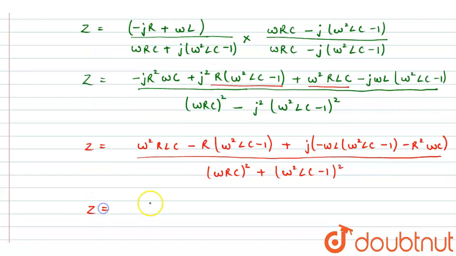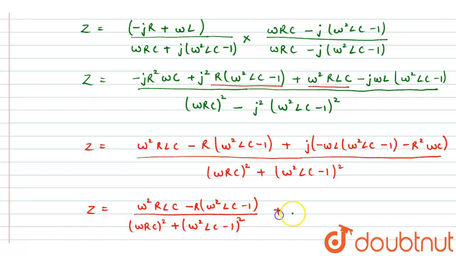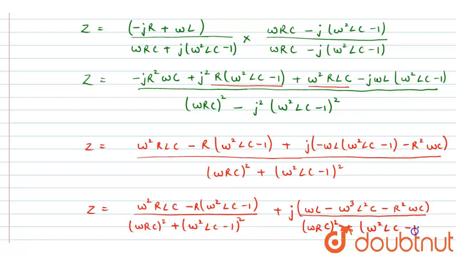So now I can write it further as Z equal to, separating the real and imaginary parts, so we have omega square LC minus 1 into R, divided by the denominator part, that is omega RC whole square plus omega square LC minus 1 whole square, plus we have the imaginary component, so let me multiply it inside, we will get omega L minus omega cube into L square C, further we have minus R square into omega C, divided by the denominator part, that is omega RC whole square plus omega square LC minus 1 whole square.